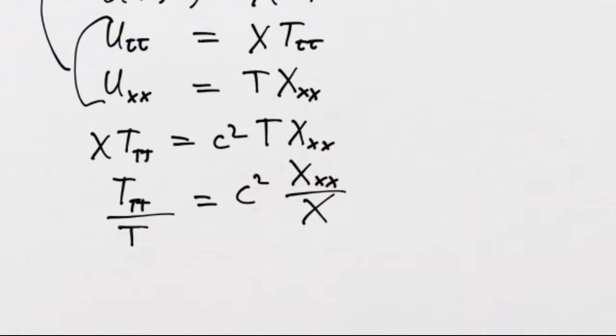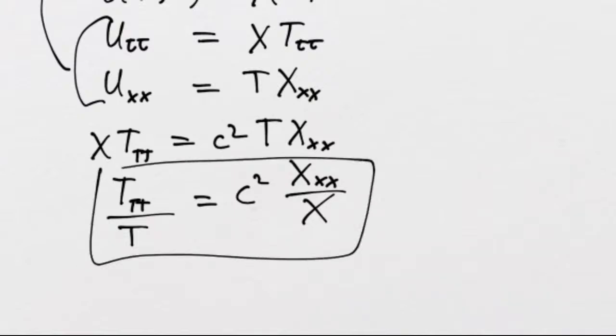And this is the crux of separation of variables. Everything that's a function of t is on the left, everything that's a function of x is on the right. And what's important to understand is now we do need to remember that T is a function of t, the second derivative of T is a function of t, X is a function of x, and the second derivative of X is a function of x.